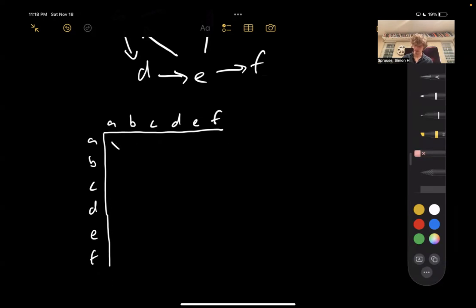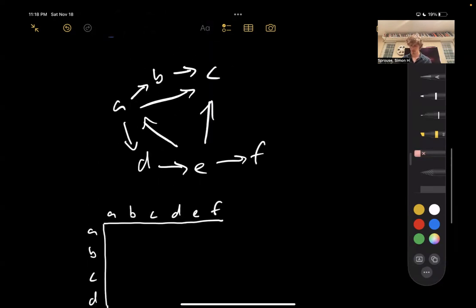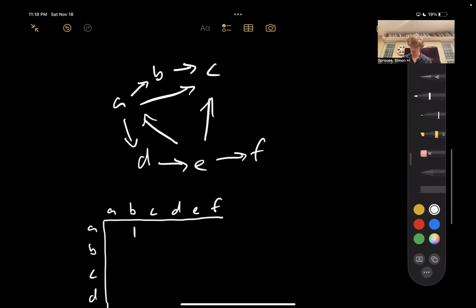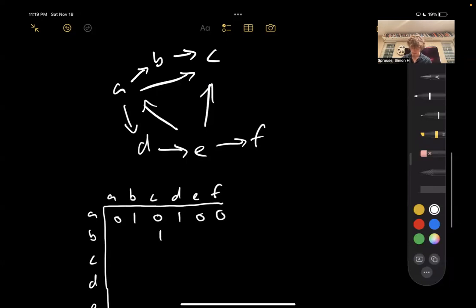So let's actually be consistent and let's actually mark these things for real. So let's see. A is connected to B and A is connected to D. So in our adjacency matrix, we would put a 1 here and a 1 here, and the rest are zeros. And then we just repeat this process. So B is connected to C, and that's it.